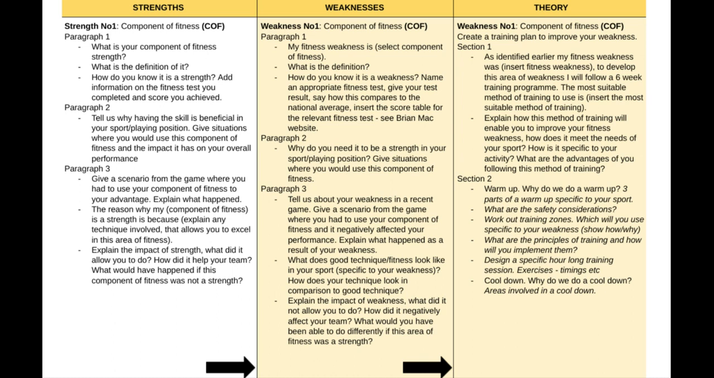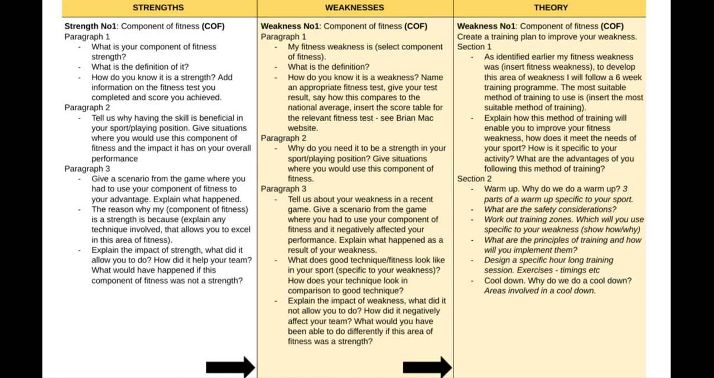Paragraph 3 becomes more specific. You must tell us about a specific time during a competitive situation when your component of fitness has either been beneficial or detrimental to your performance. I'll say that again. You must tell us about a specific time during a competitive situation when your component of fitness has either been beneficial or detrimental to your performance.